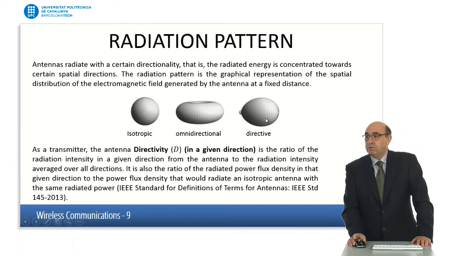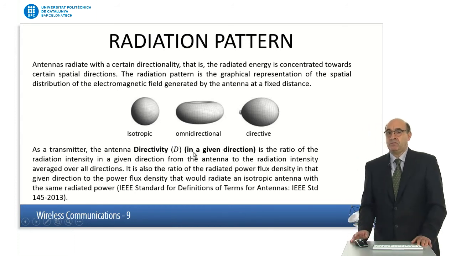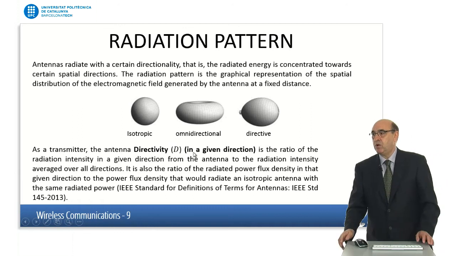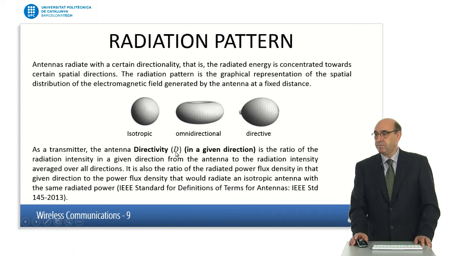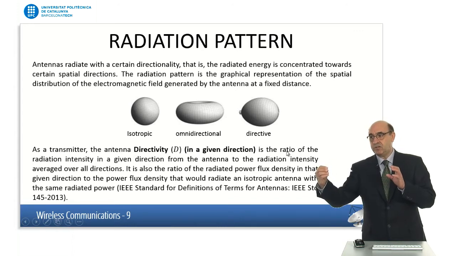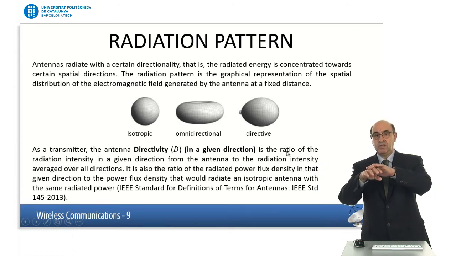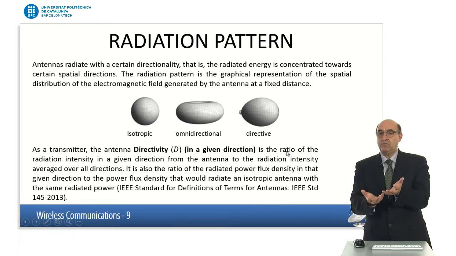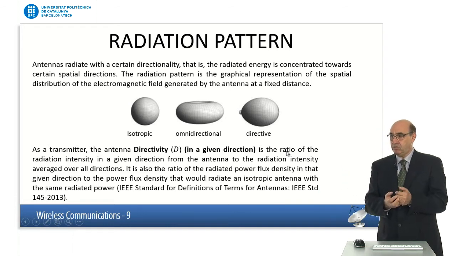We have to describe the directionality of the antenna, and we do this with a parameter that is called the directivity. Directivity is assumed to be the value in a certain direction, although we don't say this, but this is always the case. And we represent this normally with the letter D, capital D. Directivity is defined as the ratio of the radiation intensity in a certain direction when you compare with the average value for all directions. This is one way of defining it.